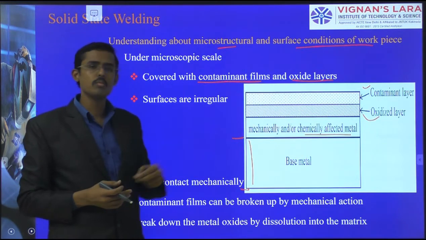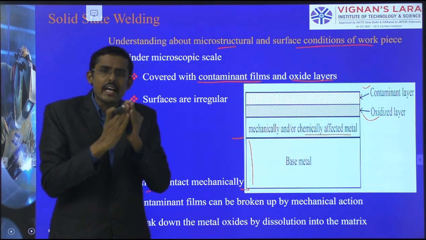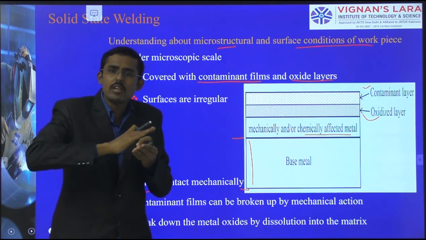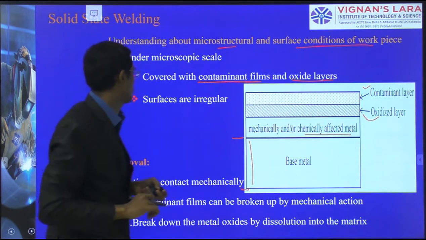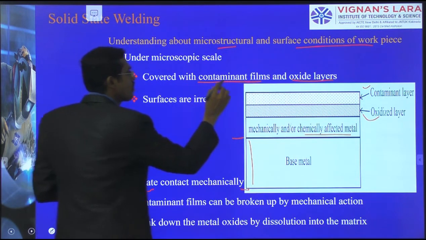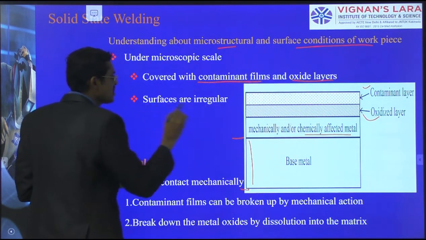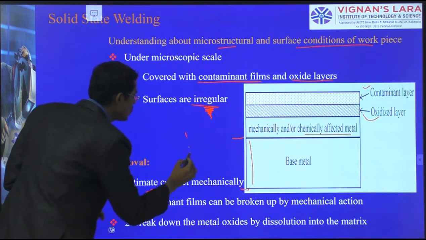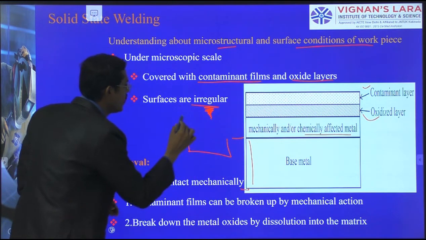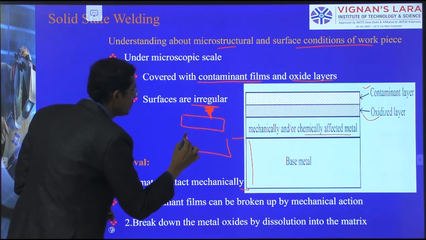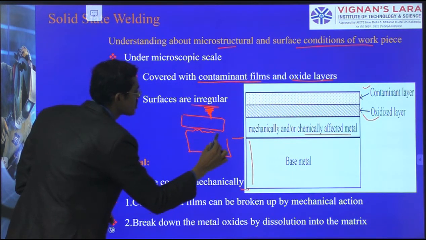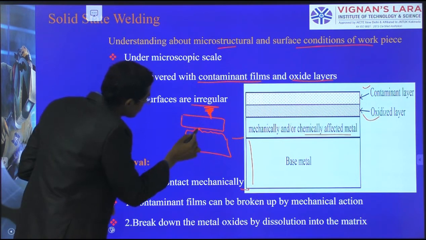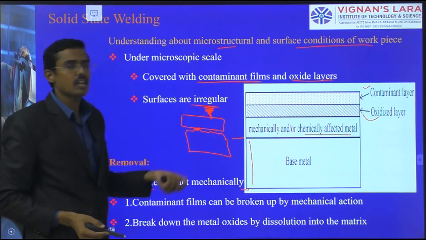Therefore, how can it be removed? By doing some rubbing actions, these oxidation layers and contaminations can be removed from the faying surfaces. So, covered with contaminated films and oxide layers, the surfaces are irregular. So, we have taken two specimens. We are going to weld two jobs here. In this job, we have irregular specimens. Where will the contact be? The contact will be here. So, the remaining parts are not in contact.